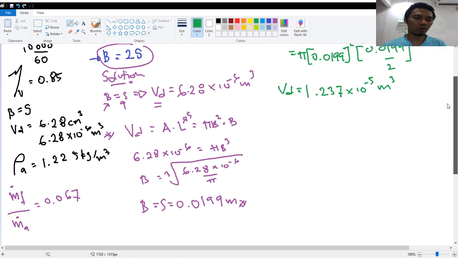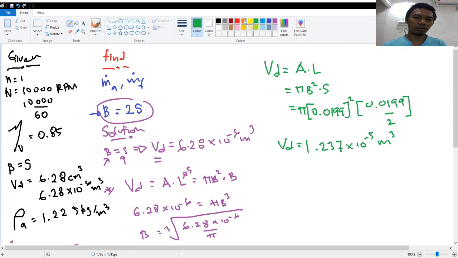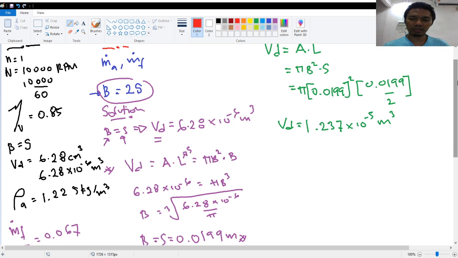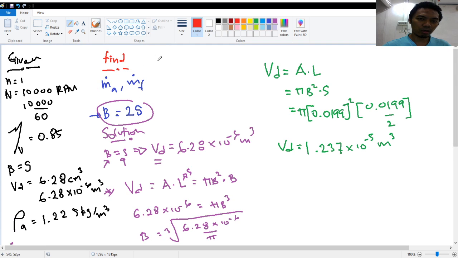And after you got the VD, I forgot to save the equation that you already derived, but I can rewrite it for you. Actually, in the last one, on the previous doodles, we already derived this equation. If you still remember, I hope you still remember that. Times rho A times VD times N.